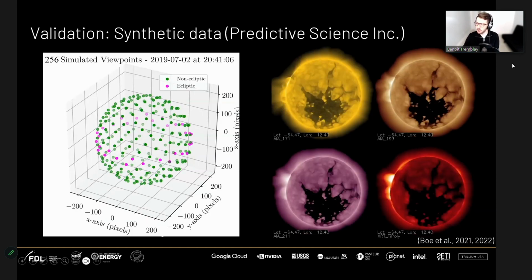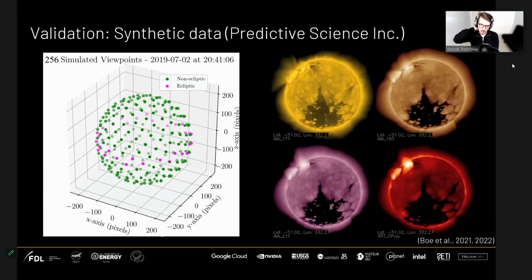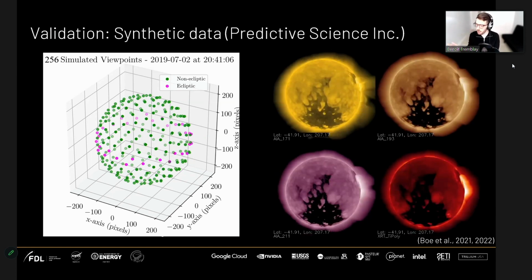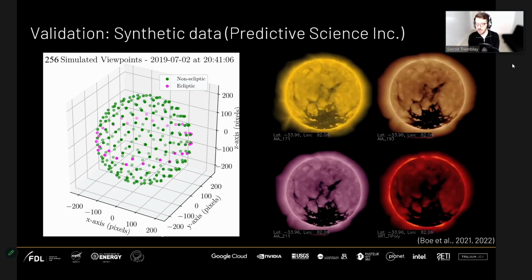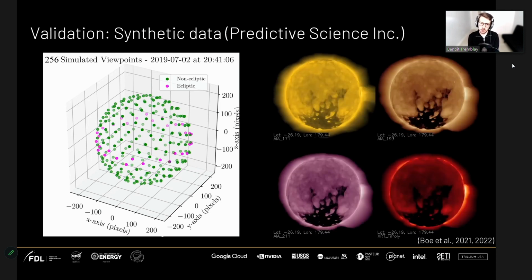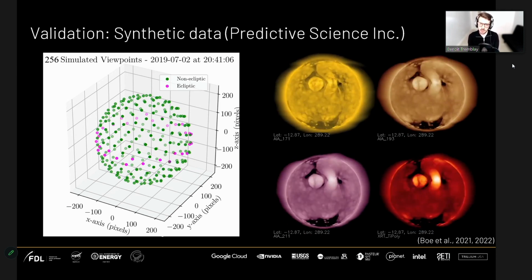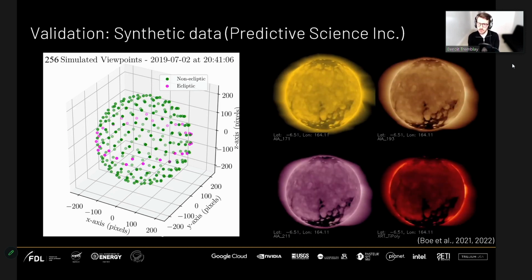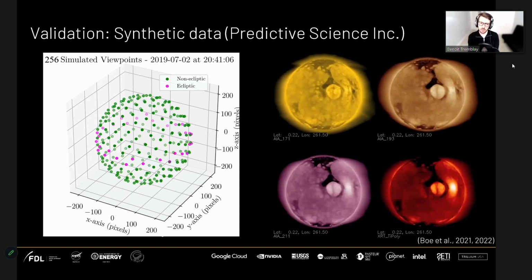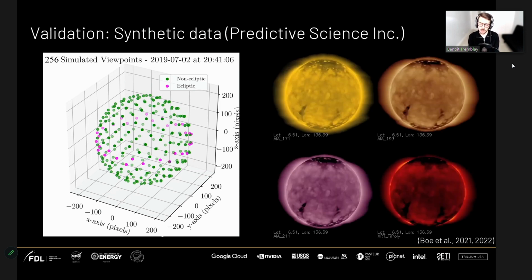Next, let's move on to try and validate this method. So we want to use ideally a data set that has a ground truth. So for this, we use a simulation of the sun's atmosphere in EUV that was developed by Predictive Science Incorporated. There's a total of 256 viewpoints that are available for 3 of SDO/AIA's wavelengths.